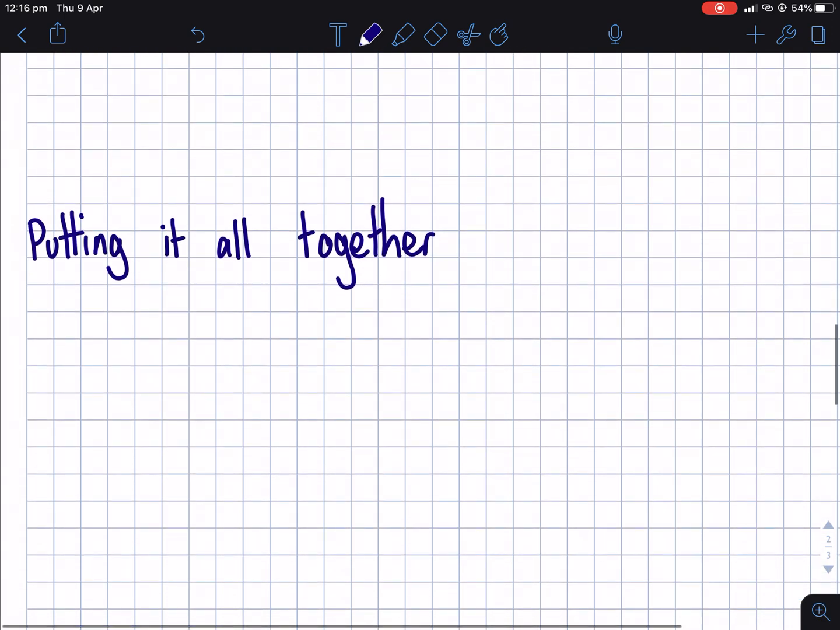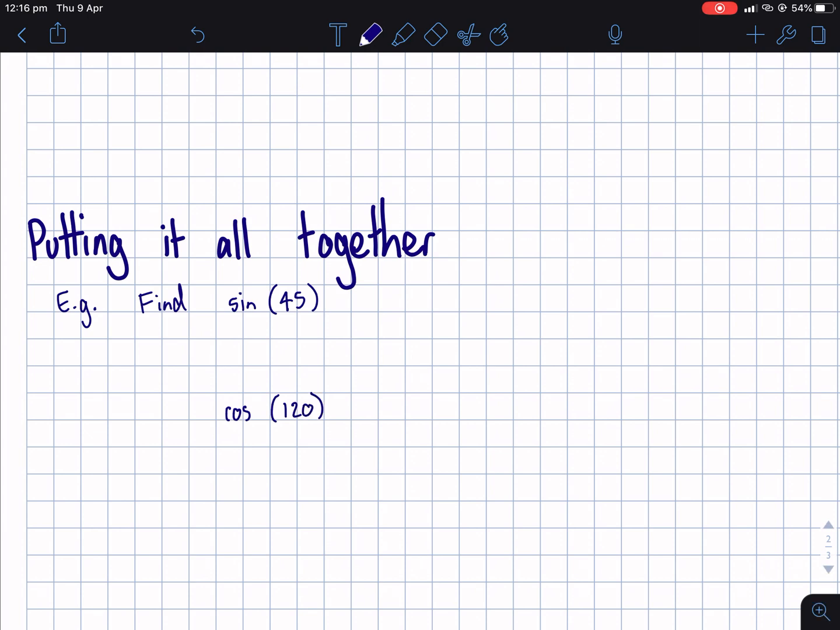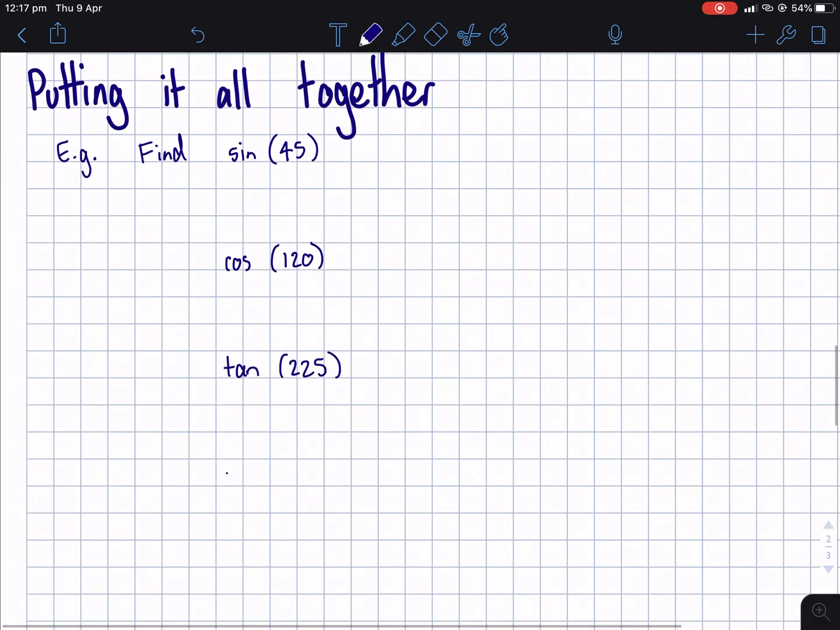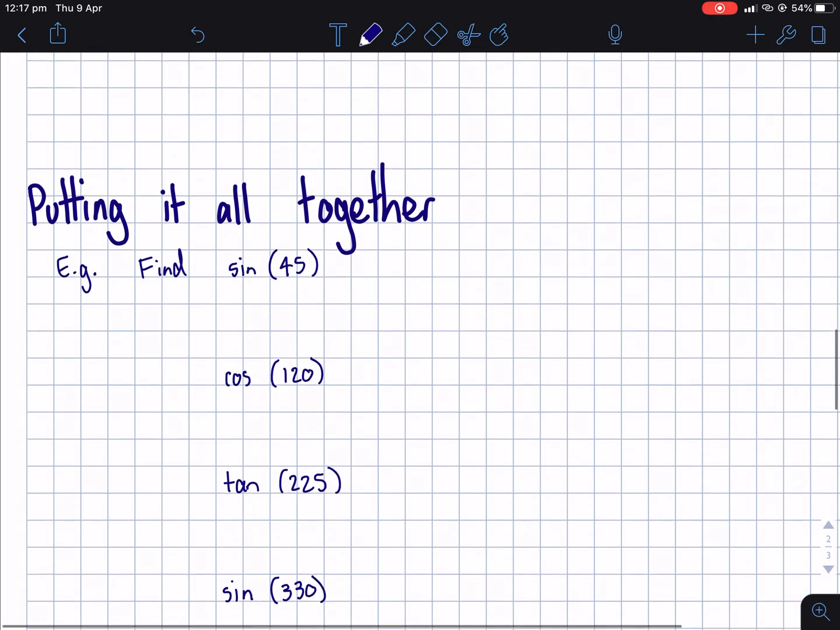Putting it all together. So for example, I'm going to ask you to find sine 45, cos 120, and tan 225, and then I'm going to ask you to find sine 330.